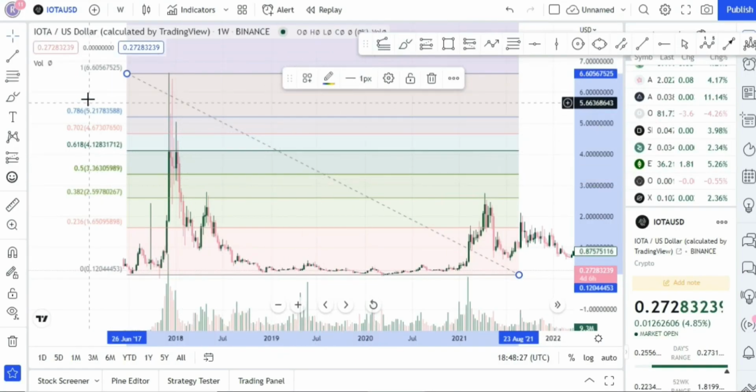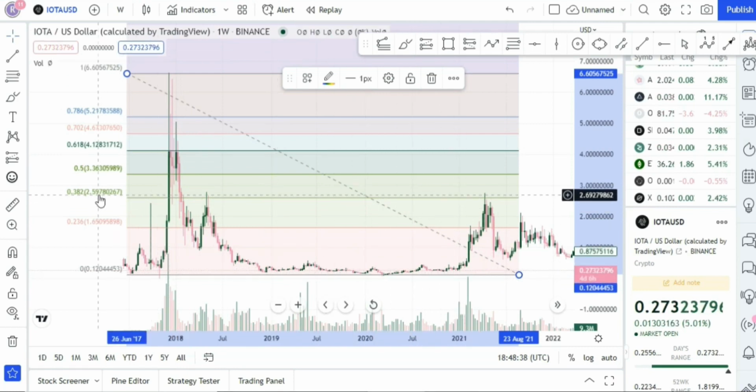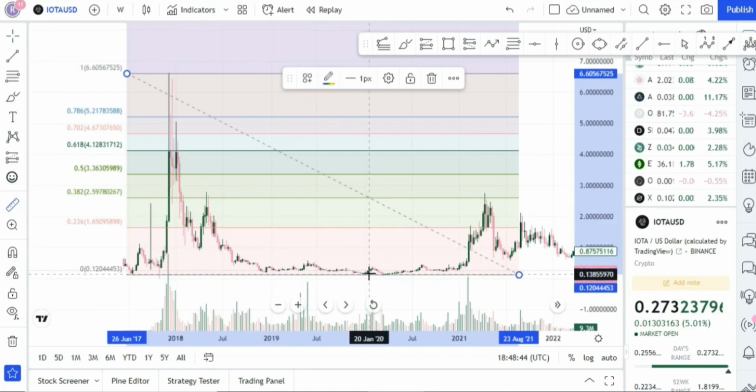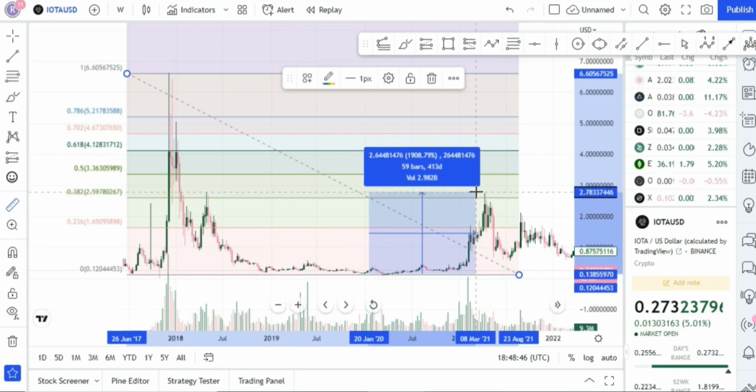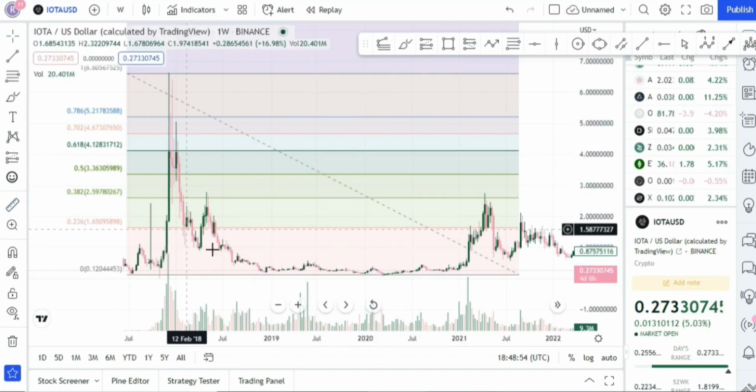Another example that I could give is the IOTA chart, right? You also have this same kind of crashing structure right here, and then you have this bounce right here, then you continue further down, and then the retracement for this one was a 0.382 retracement level right here, but that one on its own was something like 1,856%. That's an 18x from the bottom.